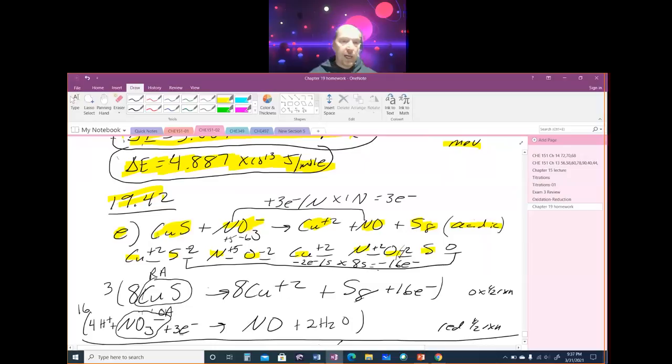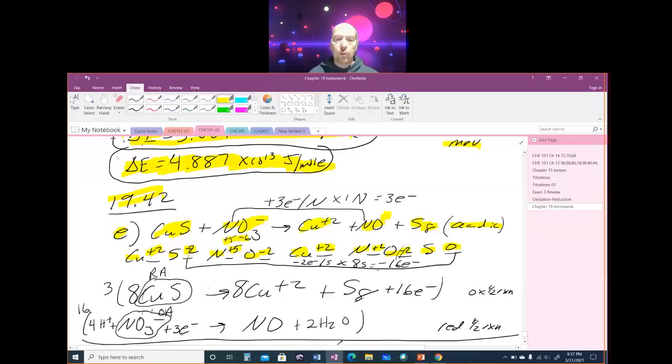All right, so in a binary compound, your S is always minus 2, and that makes your copper plus 2 because the overall is neutral. Oxygen in compounds is minus 2, 3 of them is minus 6. Your N has to be plus 5 to give an overall of minus 1. Copper plus 2 is a monatomic ion, so the oxidation number is the same as the charge, plus 2. NO, oxygen's minus 2, so nitrogen is plus 2 because the overall here is no charge. And S8 is sulfur in its natural state, and so that is an oxidation number of 0.